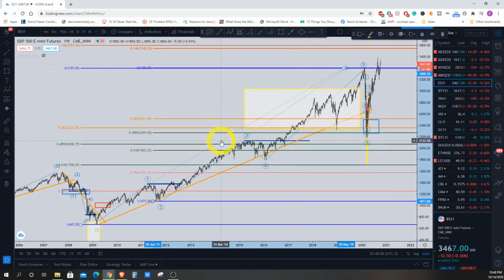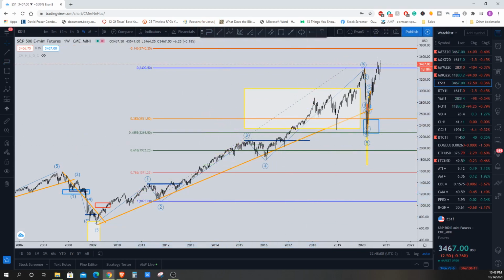Let me delete this longer one over there so it's a little bit easier to see. See, price came down there and hit that. So that means that that 5-wave move is complete enough right there.